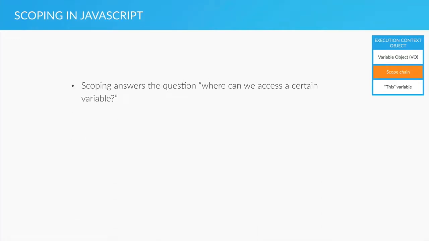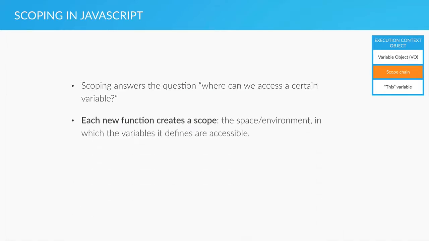So what does scoping even mean? Scoping basically answers the question, where can we access a certain variable or function? In JavaScript, each function creates a scope, which is a space or an environment in which the variables that it defines are accessible. In many other programming languages, a scope is also created by if blocks, for blocks, or while blocks, but not in JavaScript.